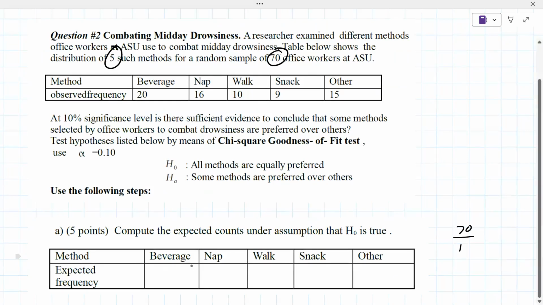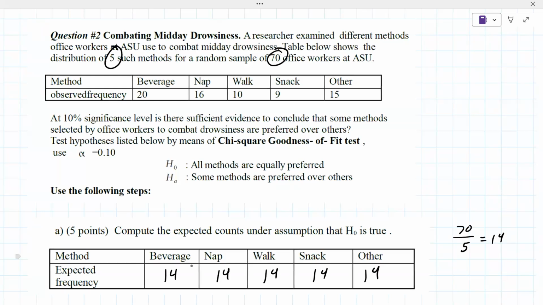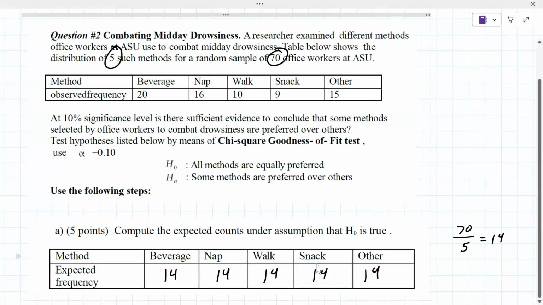By 5, which is 14. So these are the expected counts. Now we saw some problems where it would tell you, oh, we think 30% do beverage and 10% nap and 5% walk and 15 and so on. It's not always the same number. Sometimes you have to multiply by a value.